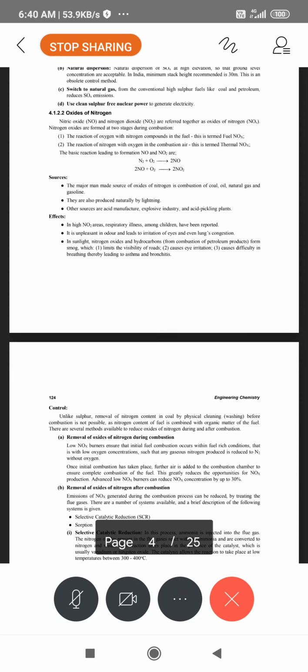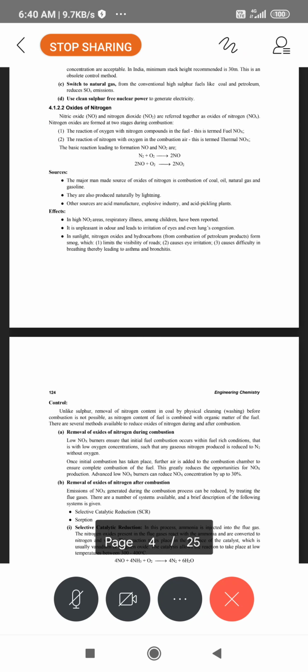From these, other compounds are formed. The compounds look like nitrogen dioxides, nitrogen oxides, sulfur oxides, and others, including carbon monoxide, carbon dioxide, and particulate matter. These we can call primary pollutants.